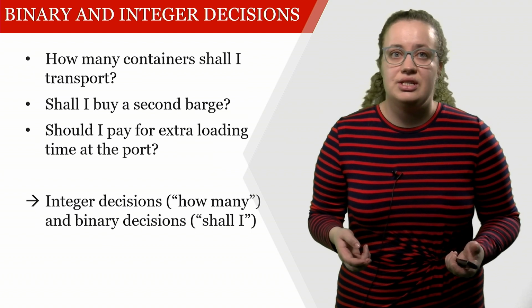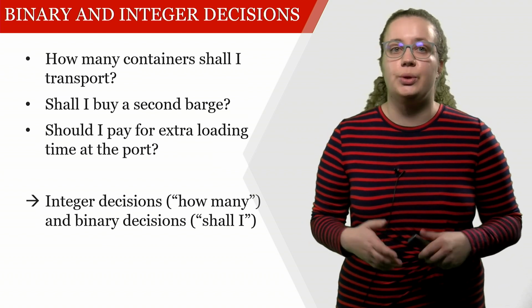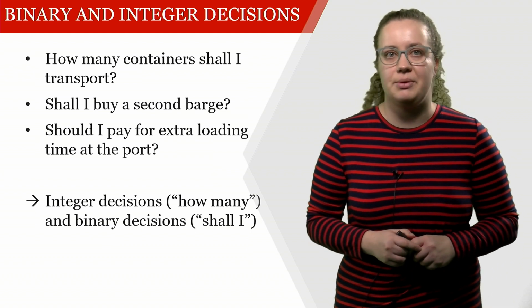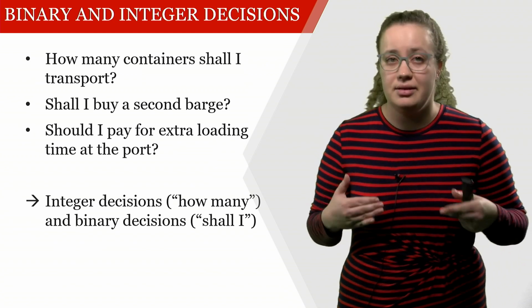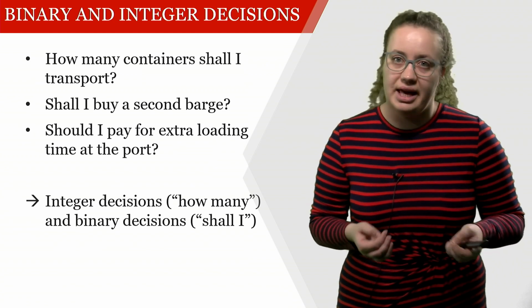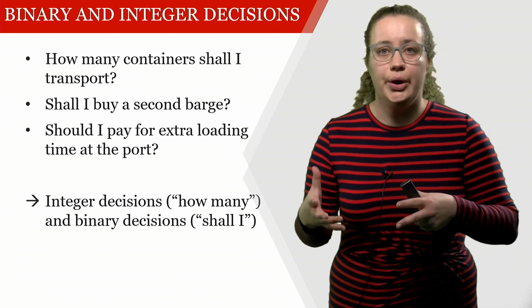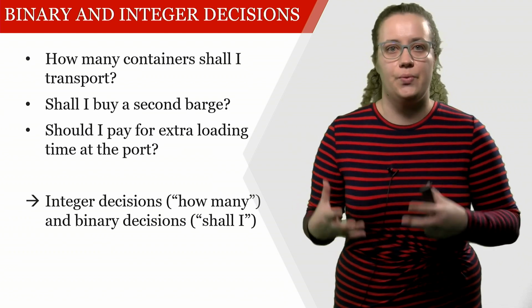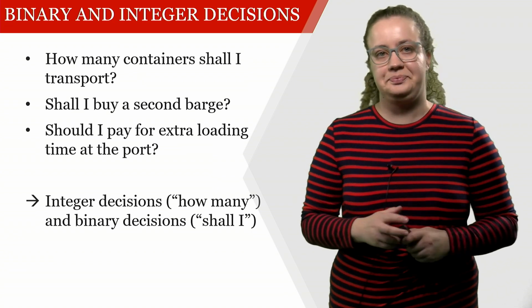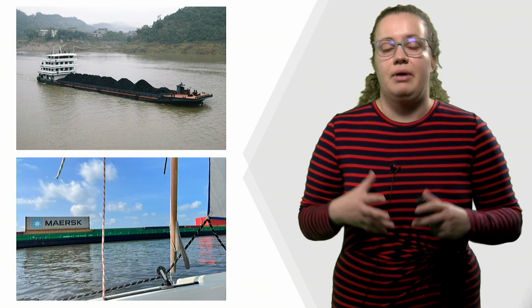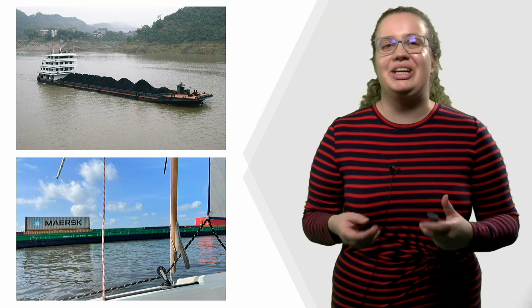An integer decision is shall I buy a second barge or should I pay for extra loading time at the port? However, those last two are actually a special case of an integer decision because the answer is either yes or no, or 0 or 1, but it cannot be 2. So how are we going to tackle this? We're going to look at an example.